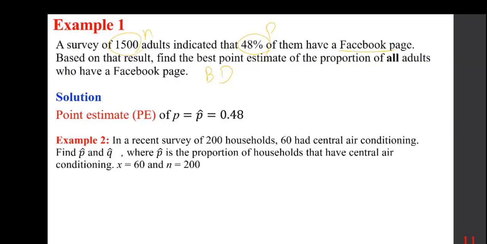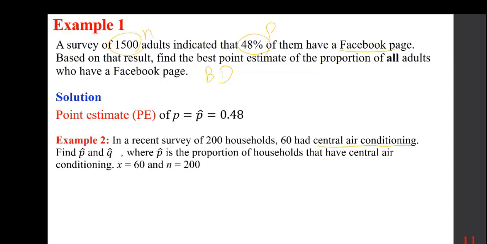X is equal to 60 and N is equal to 200. Notice that there are two outcomes. That's the main thing. Of course, in independence, the probability stays the same. All of the above is fine and dandy. But understand, we have central air conditioning or we don't. Two outcomes, so it's a binomial distribution. And so if it's a binomial distribution, we need to know N and P.